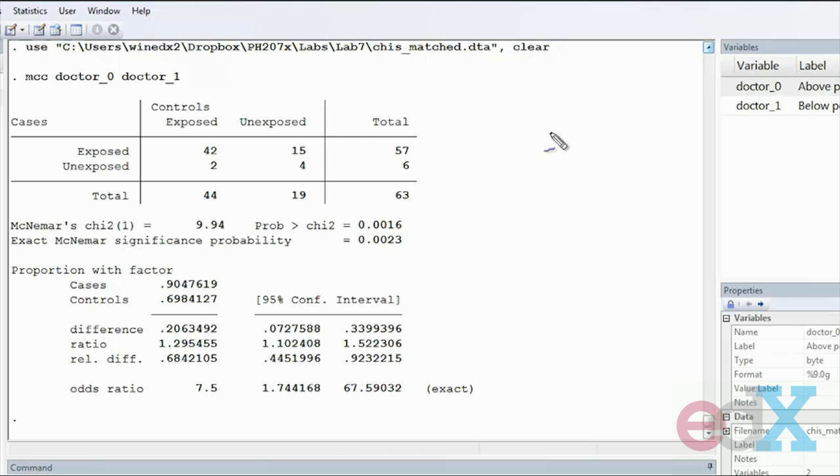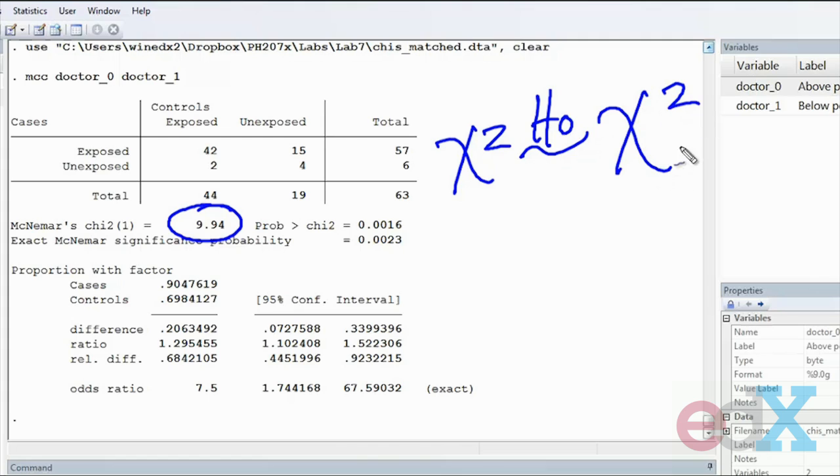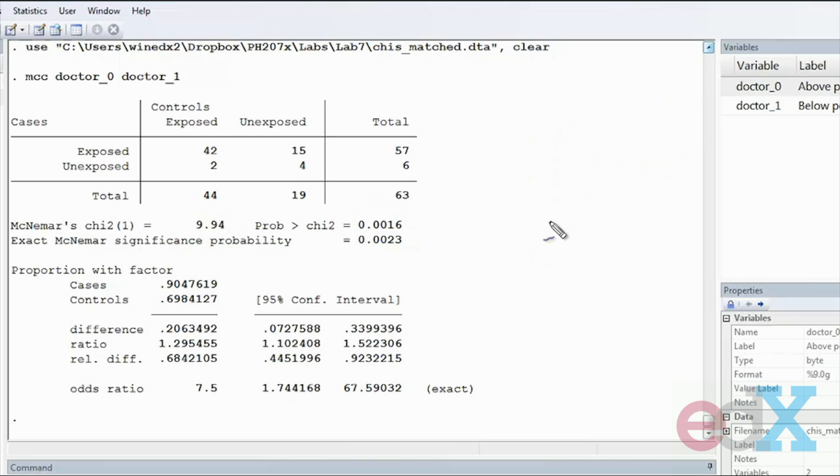Okay, so first let's just assume we were going to use the large sample assumptions. What would our test statistic be? We would say our test statistic is 9.94, and under the null hypothesis it would follow a chi-squared distribution with 1 degree of freedom. And using that, we would find a p-value. Our large sample p-value is 0.0016. So that would be if we wanted to do a large sample procedure. In practice, you would really want to present this exact McNemar's significance probability because of the low number of discordant pairs in this example.